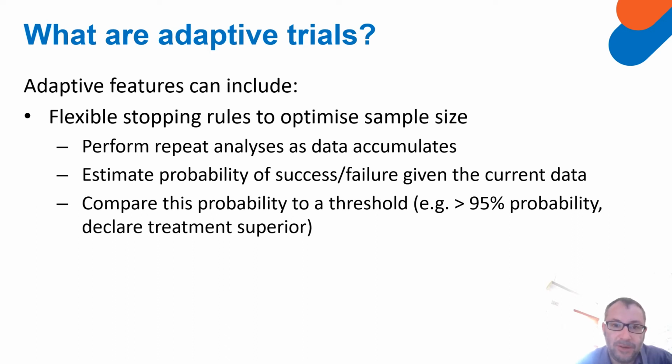So the adaptive features of an adaptive trial can include these flexible stopping rules to optimize the sample size. It allows us to perform repeat analyses as the data accumulates, at each analysis to estimate the probability that a treatment is successful or that it is futile given the current data, and to compare this probability with a pre-specified threshold. And typically a high threshold for declaring it is superior either to the standard of care or superior to all other treatments, or a low probability of superiority as a threshold for dropping that treatment because it's futile.